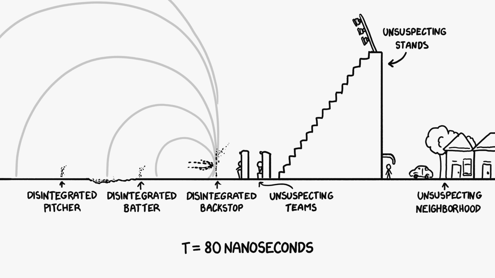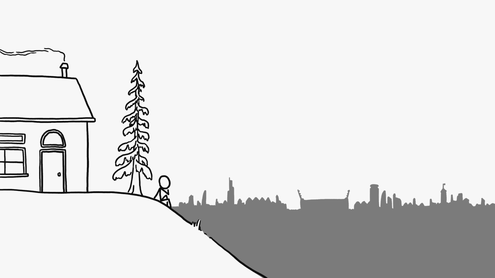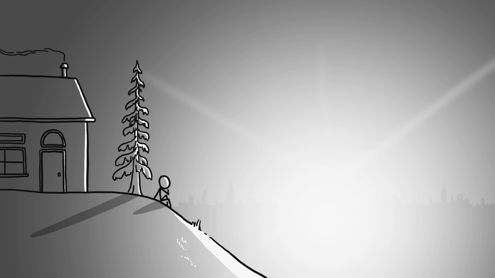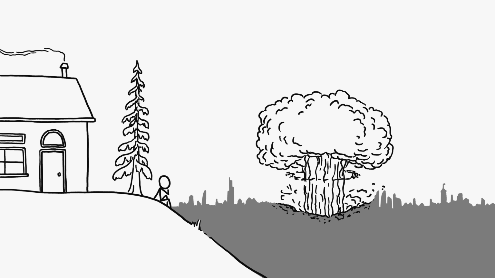The shell of X-rays and superheated plasma expands outward and upward, swallowing the backstop, both teams, the stands, and the surrounding neighborhood, all in the first microsecond. Suppose you're watching from a hilltop outside the city. The first thing you see is a blinding flash far outshining the sun. This gradually fades over the course of a few seconds, and a growing fireball rises into a mushroom cloud.